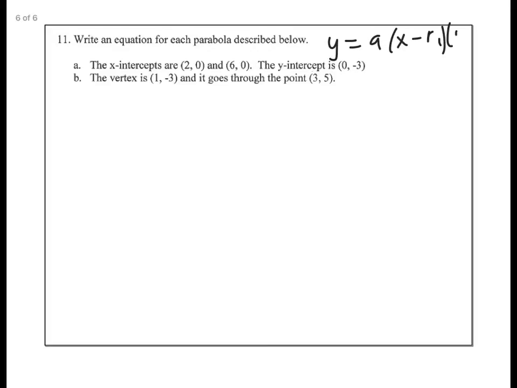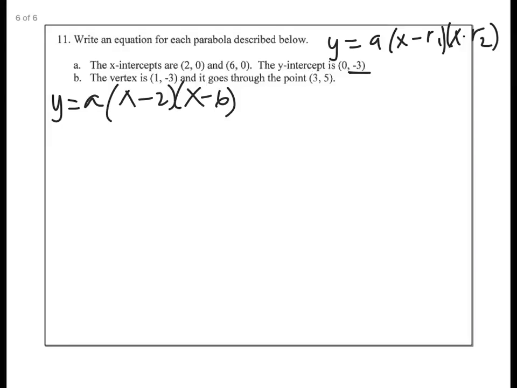So step 1 is decide what form you want your equation in. Next step is to plug in the information that I know. So I know my x-intercepts are at 2 and 6. When I plug that in, that's going to be my r1 and my r2. So now I have y is equal to a times x minus 2 and x minus 6. Now the only thing I'm missing is that a value at the beginning. That's where that other point, (0, -3), comes in handy. I'm going to plug in 0 for x and -3 for y to help me solve for a.